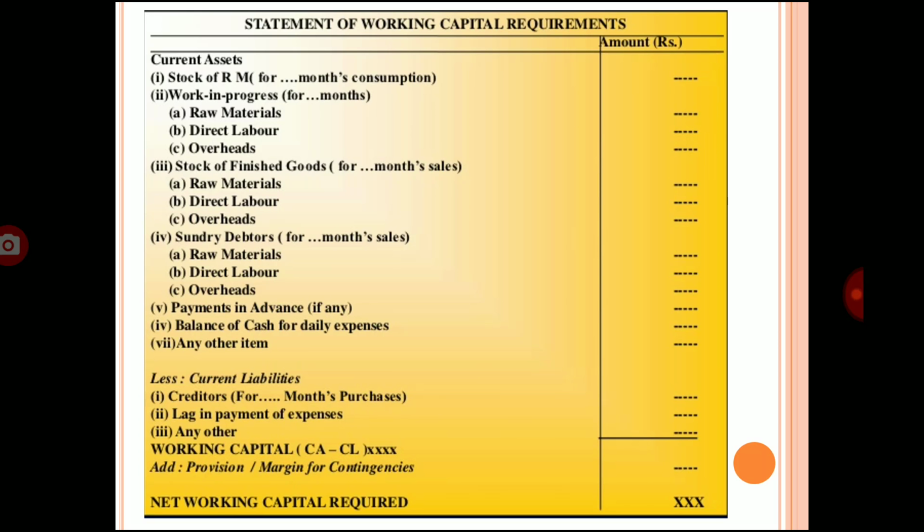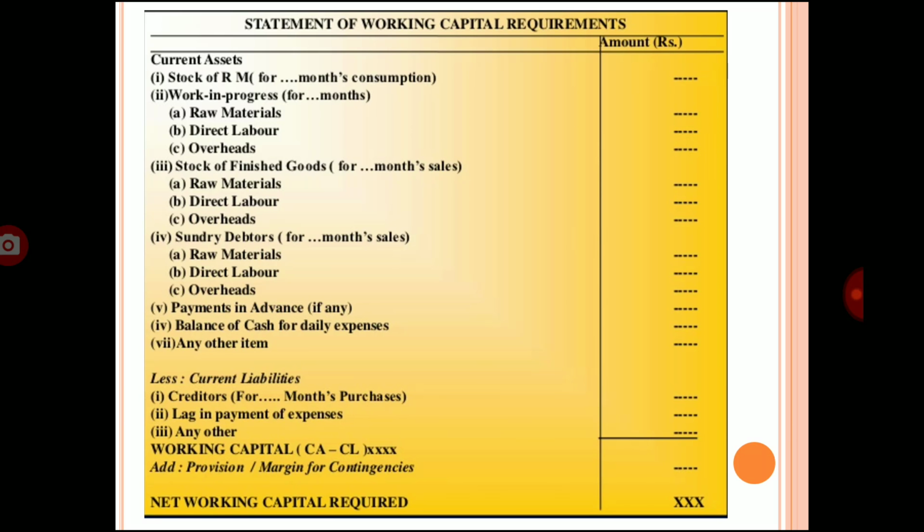Then what are the advances, what is the cash in your bank or in hand, and any other current assets. These are each and every component of current assets you have to calculate while estimating the working capital. And from this current assets, you have to deduct the current liabilities.